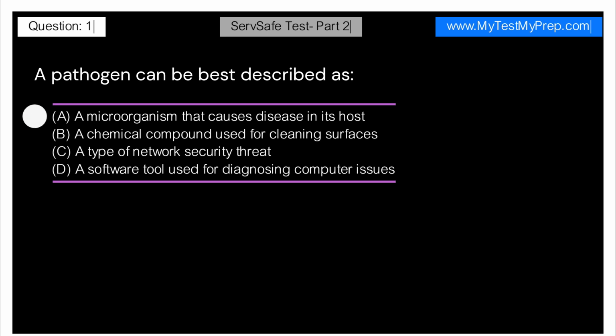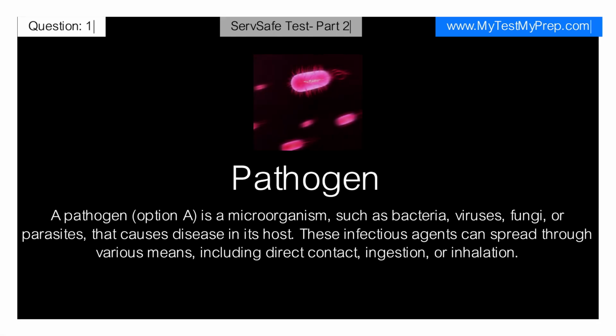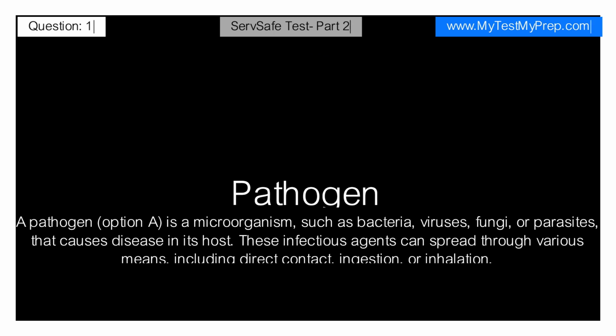Answer A. A microorganism that causes disease in its host. A pathogen is a microorganism, such as bacteria, viruses, fungi, or parasites, that causes disease in its host. These infectious agents can spread through various means, including direct contact, ingestion, or inhalation.